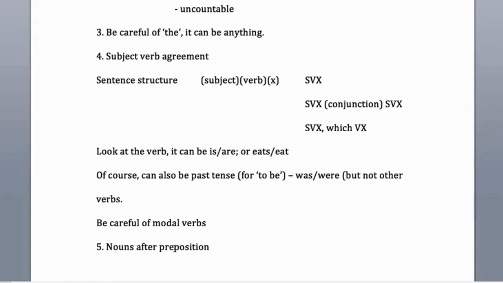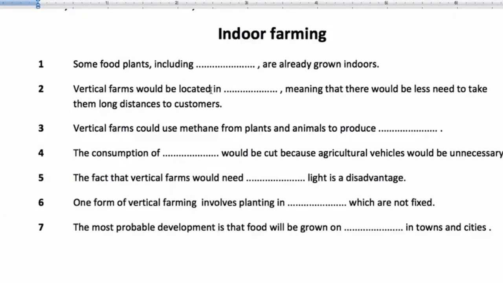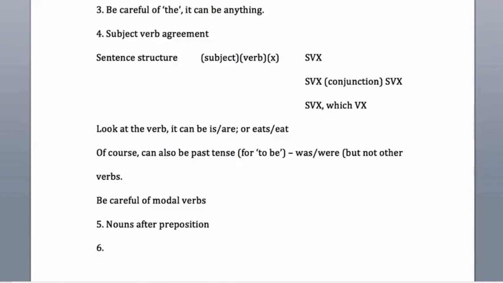Nouns after preposition. So if you see a preposition and then the gap, it means it's going to be a noun. I'll just give you a quick example of that. Preposition there, noun there. Preposition there, noun there. Preposition, preposition. So it's not only prepositions. I mean, you can have something like that to produce, and that's also a noun. But if you see a preposition, then you know there's going to be a noun there. All right, quick, easy rule. Now let's move on to something more substantial.